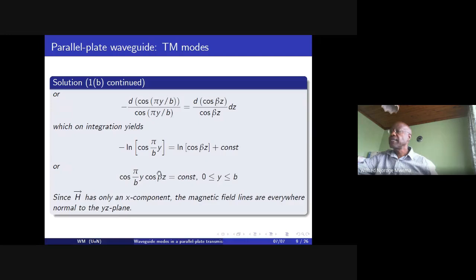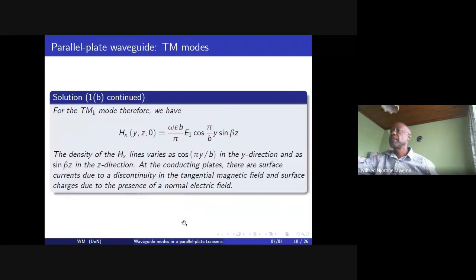But all the electric field lines must obey this kind of function when you draw them. So for the TM1 mode, therefore, we may have that Hx(y, z) at 0 is equal to omega pi epsilon b by pi and E1 cos(pi y by b) sin(beta z). So the density of the Hx lines will vary according to the function cos(pi y by b) in the y direction and as sin(beta z) in the z direction.